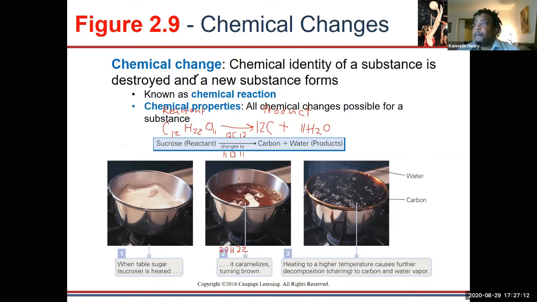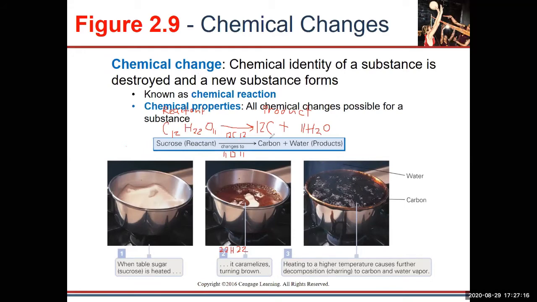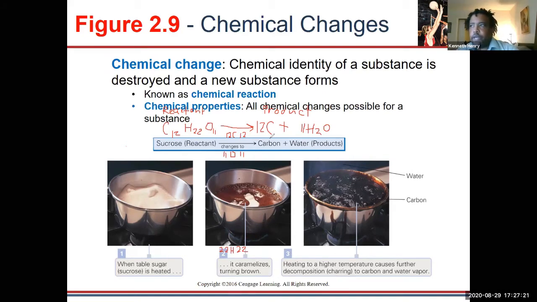Okay, so because we broke down these compounds, this is a chemical change. We can't recover back, we can't get sucrose back from the stuff that we have, right? Do you guys see that?